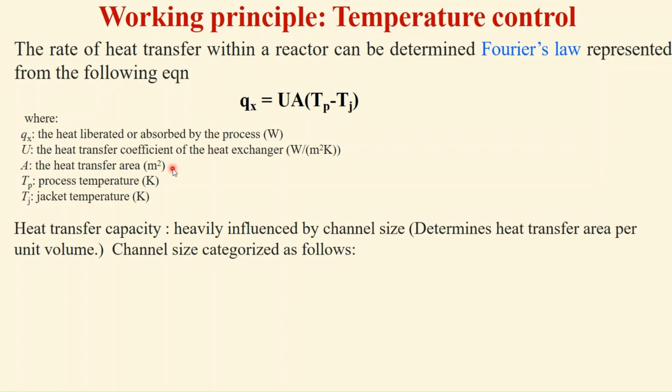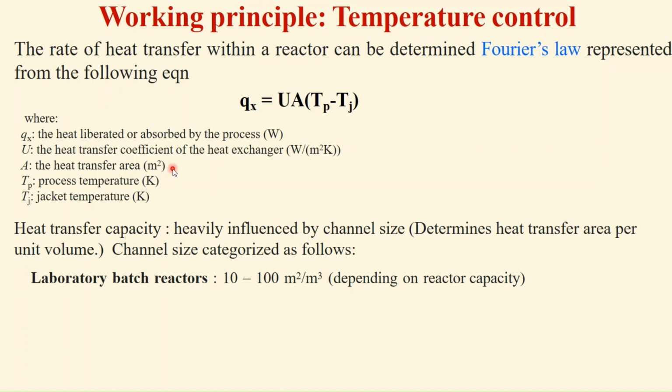This determines the heat transfer area per unit volume. This channel size is categorized into four types. The laboratory batch reactor has the channel size of 10 to 100 meter square by meter cube. It depends upon the capacity of the reactor.